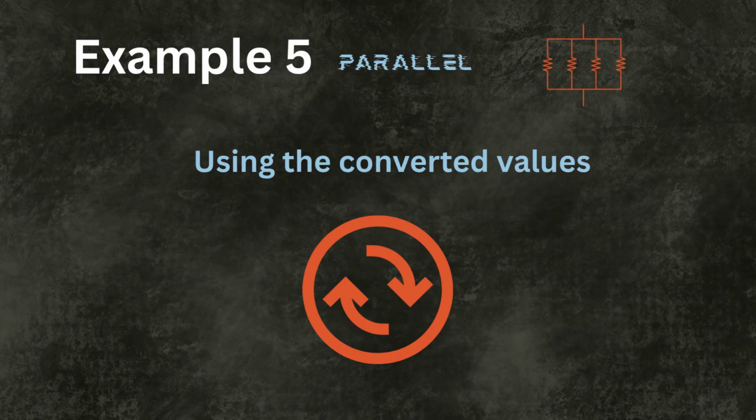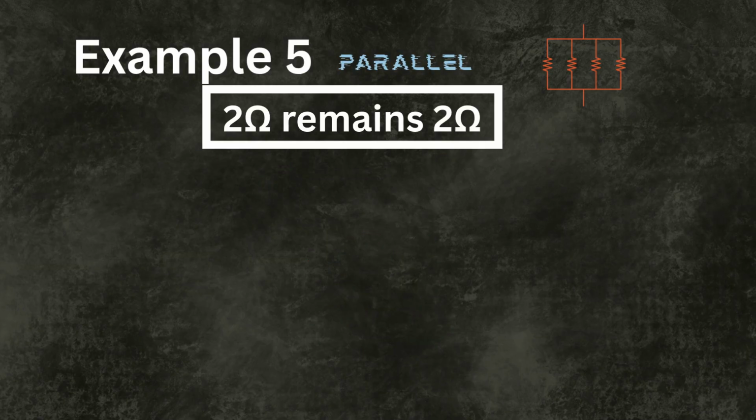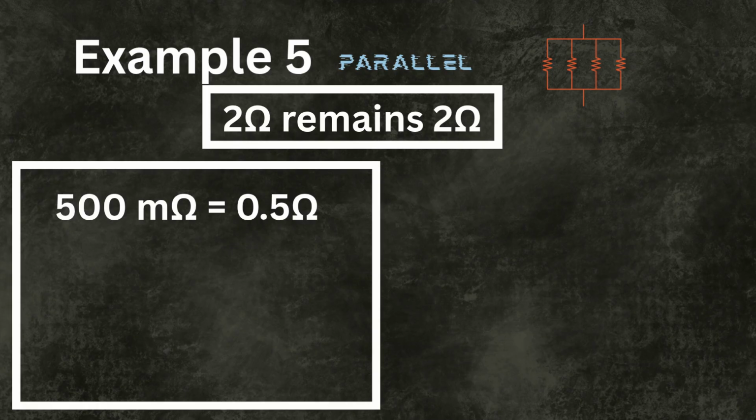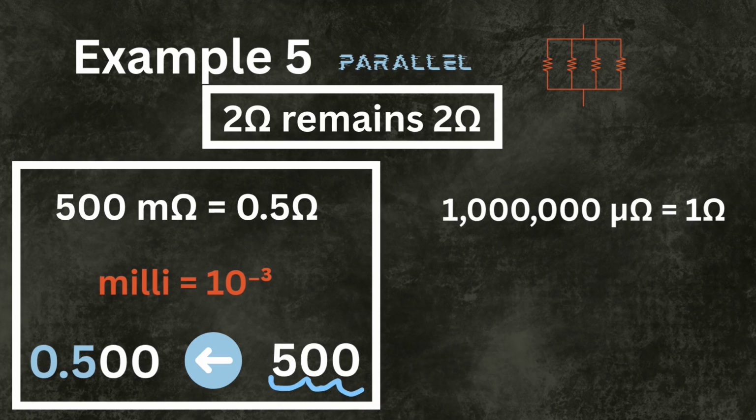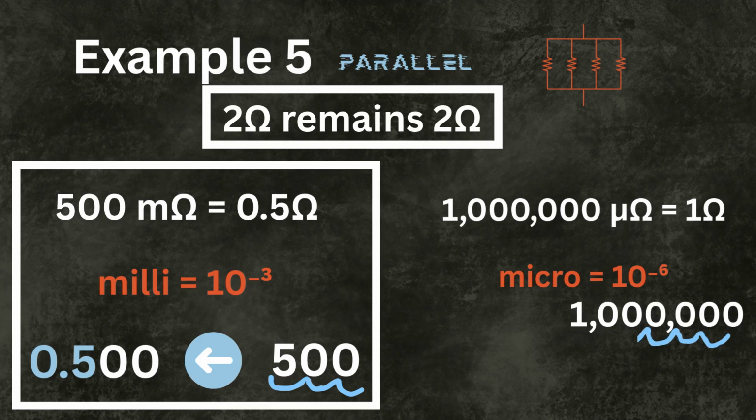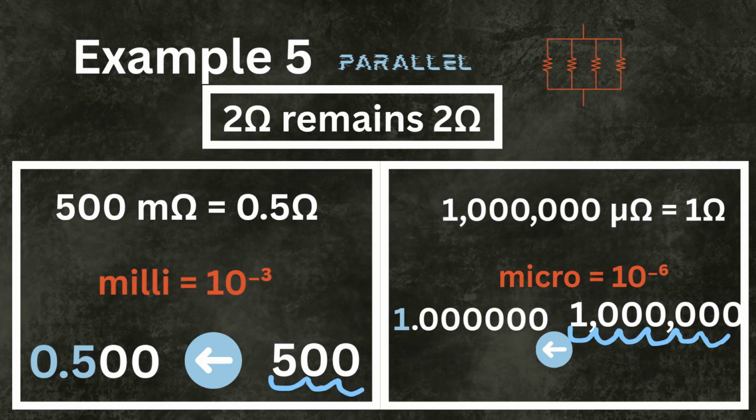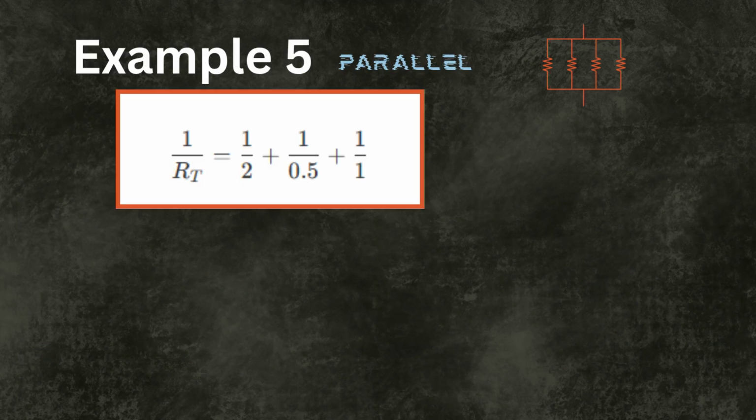Calculation method 2 using the converted values. Resistance 1 is already in the base unit, so it remains 2 ohms. Resistance 2 is 500 milliohms. Milli means 10 to the power of minus 3, so we move the decimal point 3 places to the left, giving 0.5 ohms. Resistance 3 is 1 million micro-ohms. Micro means 10 to the power of minus 6, so we move the decimal point 6 places to the left, giving 1 ohm. Now enter the converted values.